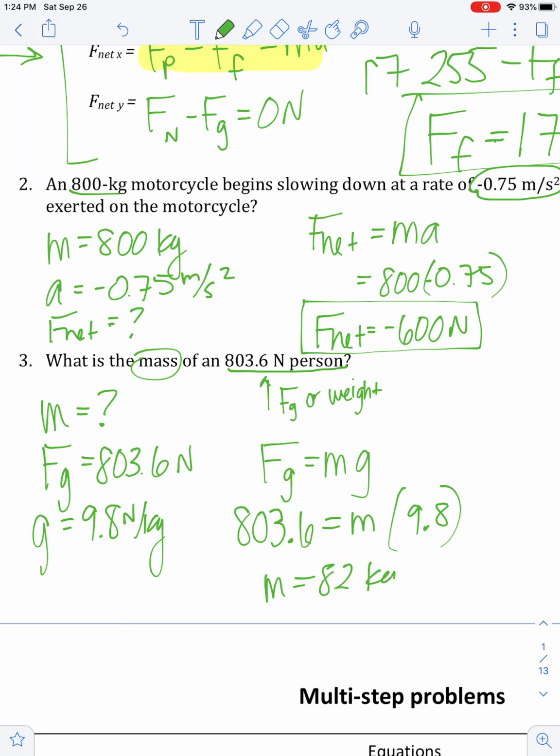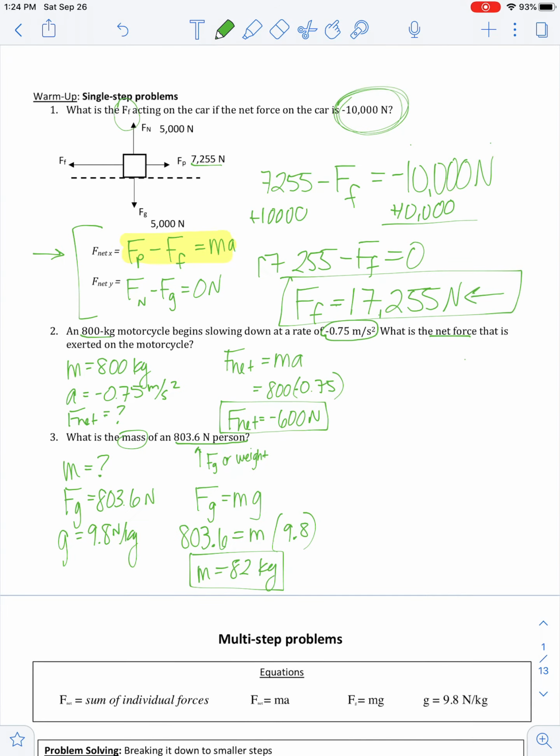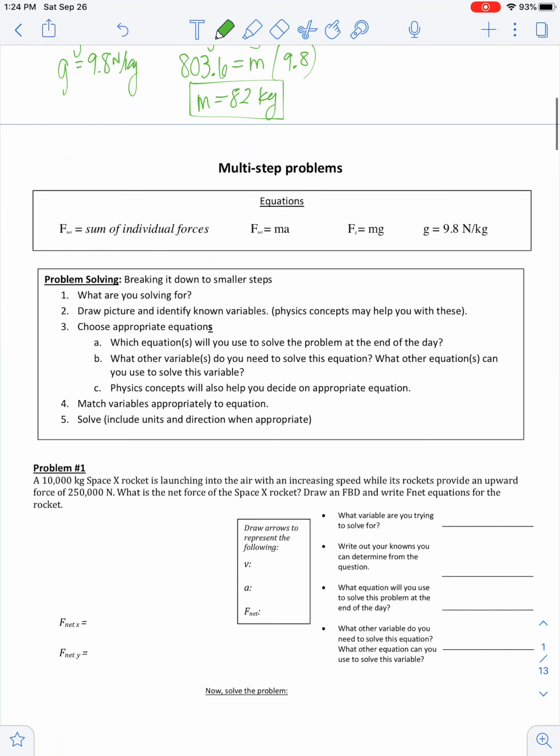82 kilogram mass person. That's a fairly average size person. Okay, if you need to rewatch any of those, pause the video, rewind. That's the best part about a video, and go back. I'm going to go on to some multi-step problems.